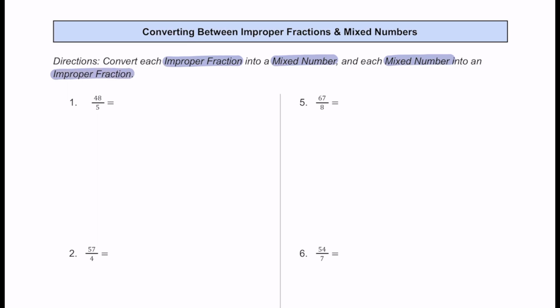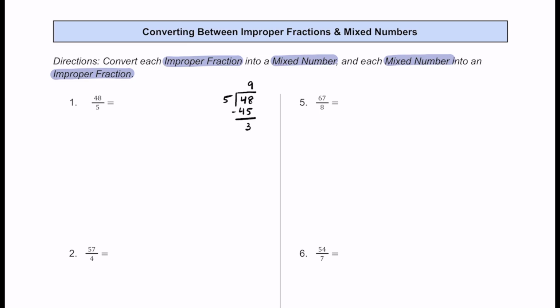Alright, so for number 1, we have the fraction 48 over 5, and that is an improper fraction. So we're going to rewrite this one as a mixed number, and I'm going to write out the division for each of these in case that's helpful. Now 5 doesn't fit into 4, but it fits into 48 9 times. 9 times 5 is 45, and the remainder here, if you subtract 48 minus 45, is going to be 3.